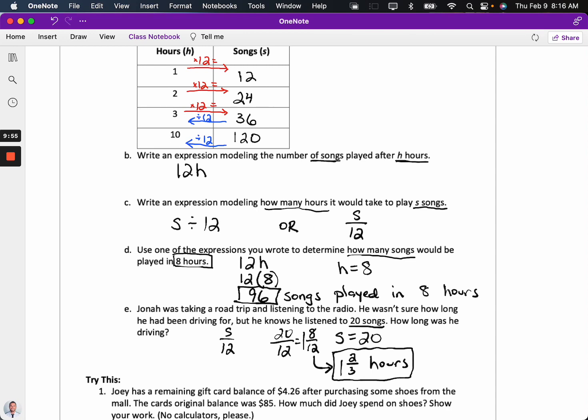So just that understanding that anytime we're looking at one of these tables where we're given information and it's constant, it's a linear table, then we're always going to be able to go both ways across it, and they're going to be inversely related.